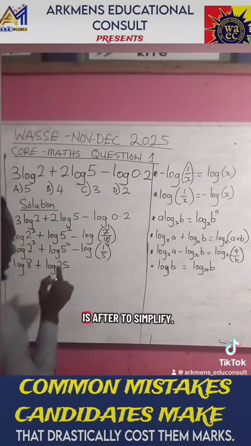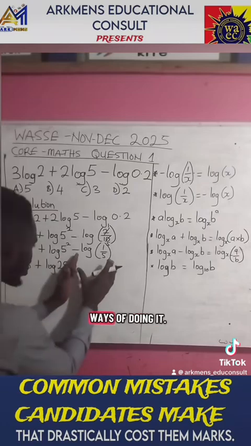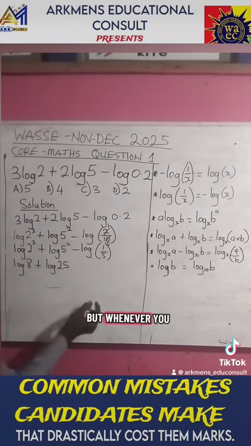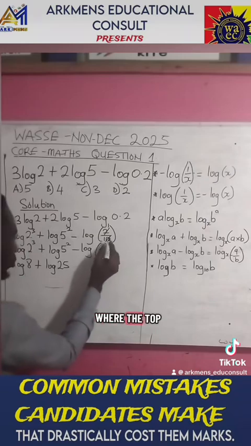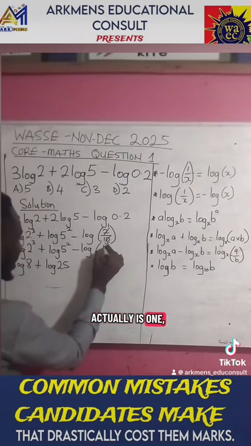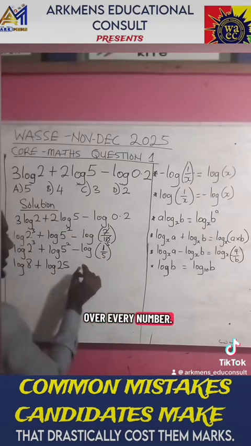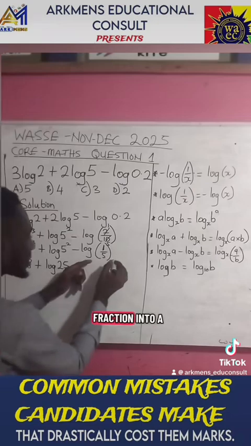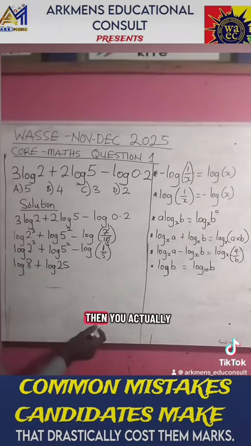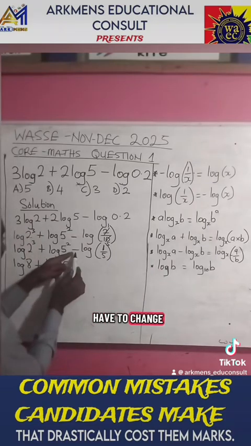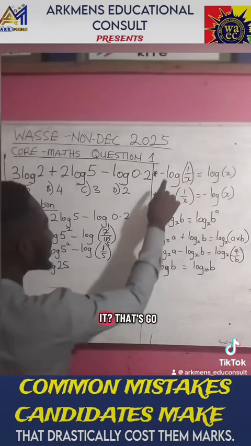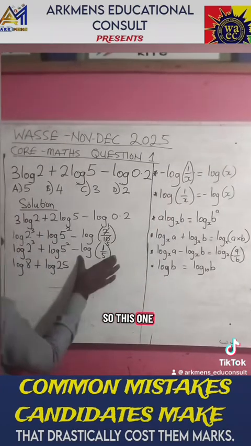Now, the last term is up to us to simplify. There are different ways of doing it, but whenever you have a log where the top is 1, if you want to write the fraction in whole number form, you have to change the sign. That goes with this formula.